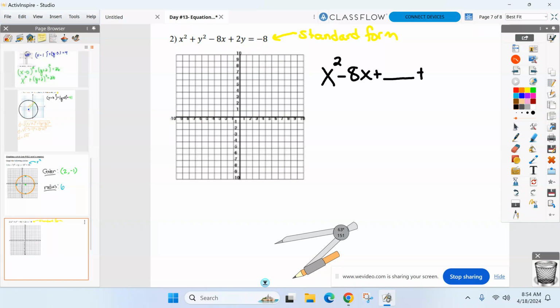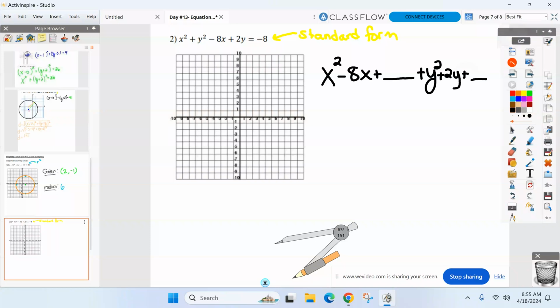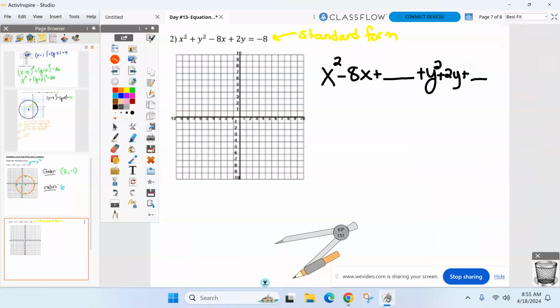Plus, can you please group the y's together now? So plus y squared plus 2y. And just like we did for the x's, we're going to add a c value to the y's, all equal to negative 8. So make sure the single numbers go to the other side, the x's are grouped together, and the y's. There's your first step.